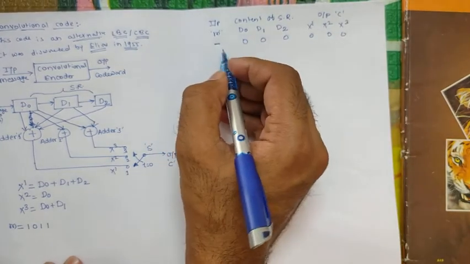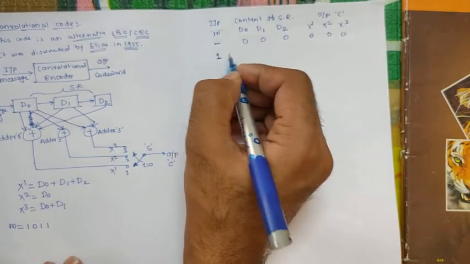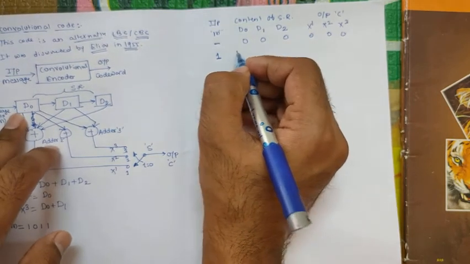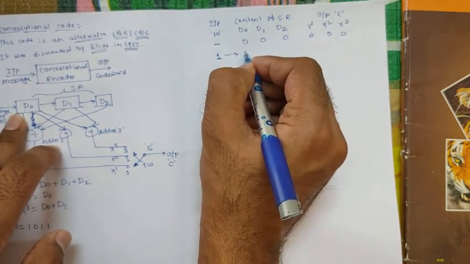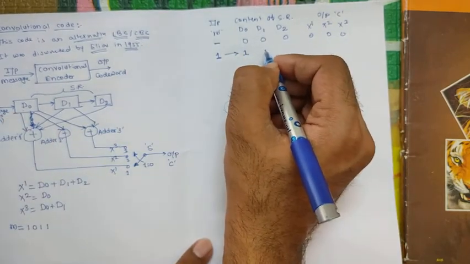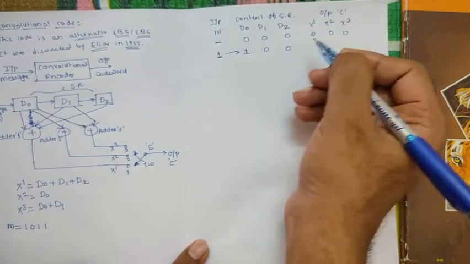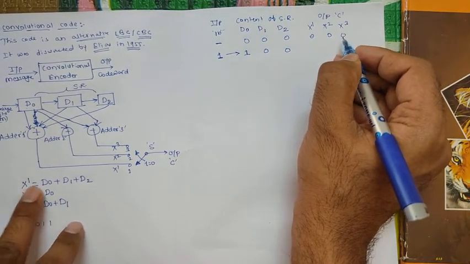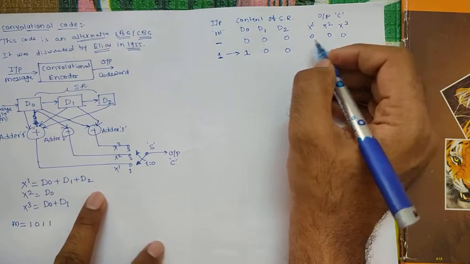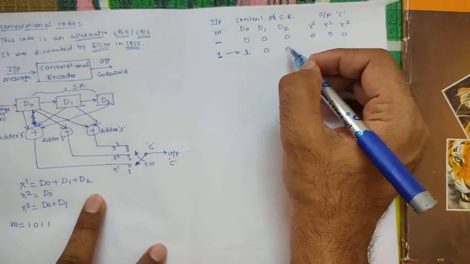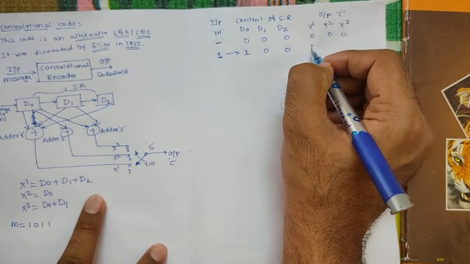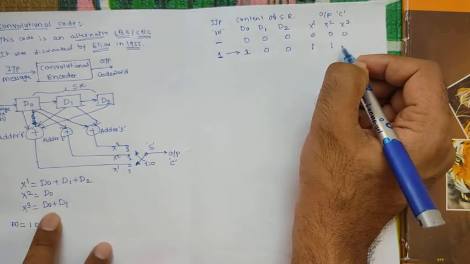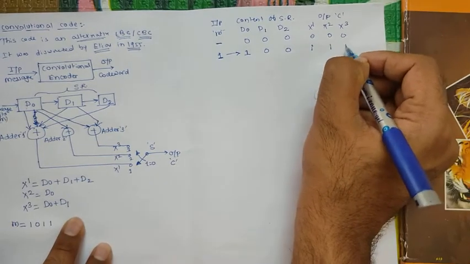Now when the first bit is applied to this design, the first bit 1 will be coming into D0. So this 1 will be coming into D0 and still in D1 and D2 nothing is available. So accordingly we will get the output x1, x2 and x3. x1 is equal to D0 plus D1 plus D2. So D0 is 1, D1 is 0 and D2 is 0, so 1 plus 0 plus 0 is 1. x2 is D0, that is 1, and x3 is D0 plus D1, so 1 plus 0 is 1.